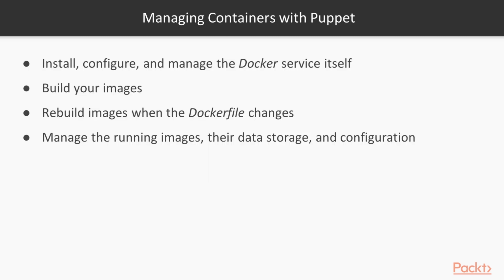Lastly, let's see how to manage containers with Puppet. There are a few things you need to be able to do to package and run software with Docker. Unless you want to make your images public, you will also need to host an image registry for your own images. This was all about containers and deployment with Docker.